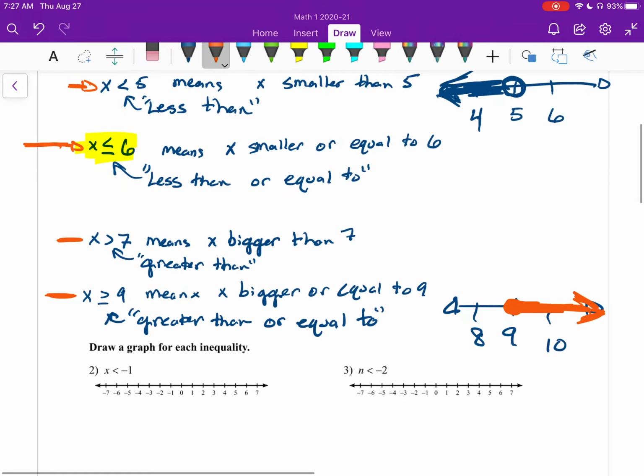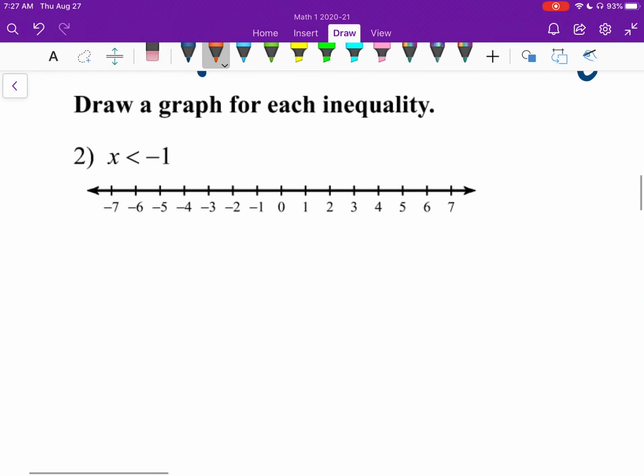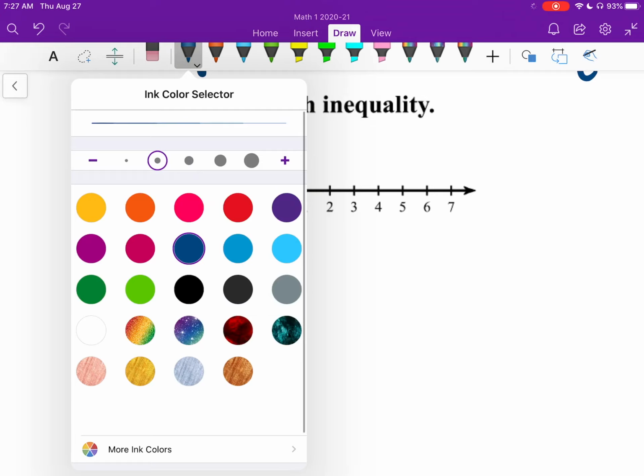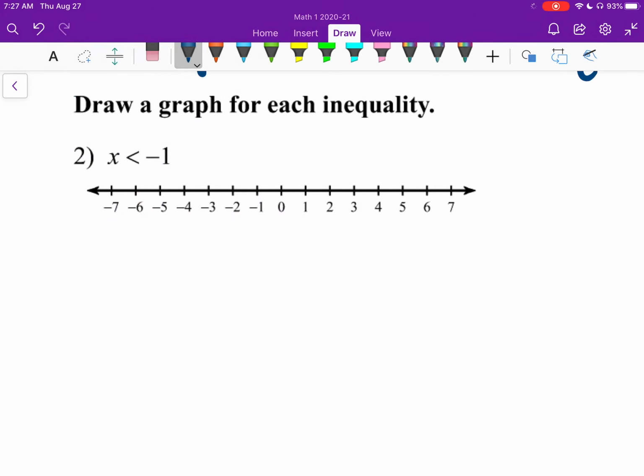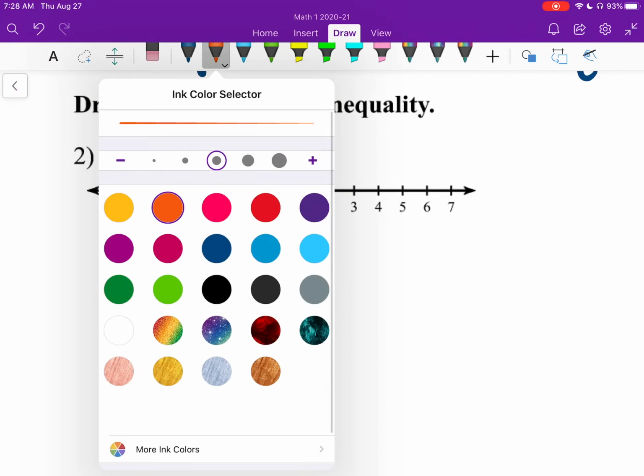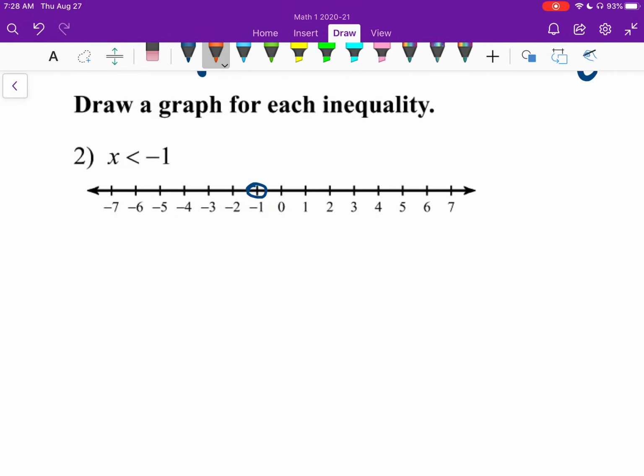Okay, let's start off on number 2. Draw a graph for each inequality. And we already have a nice little number line here. So it says x is less than negative 1. So we do not have a line underneath it like that, okay? That means that we can just do an open circle on the number, okay? Let me change to a brighter color. So we're open circle on negative 1.